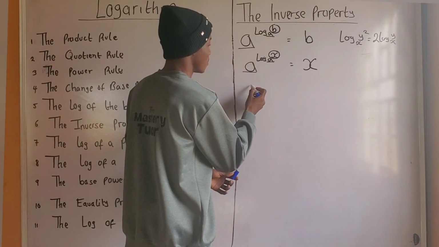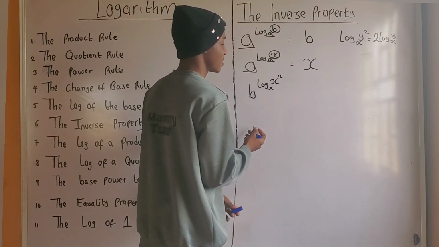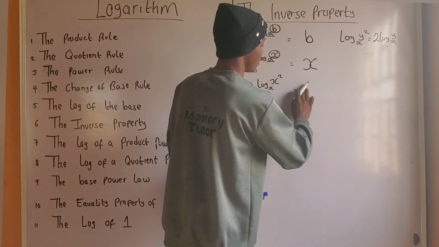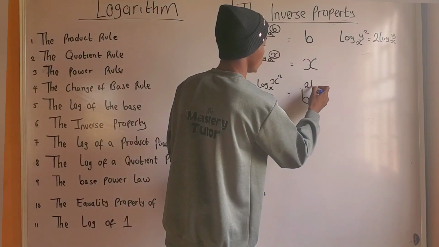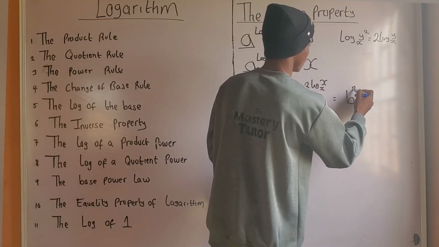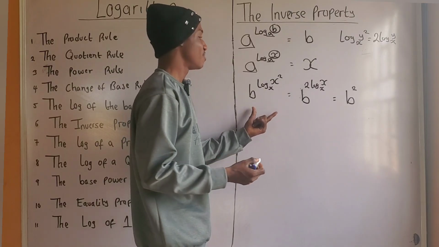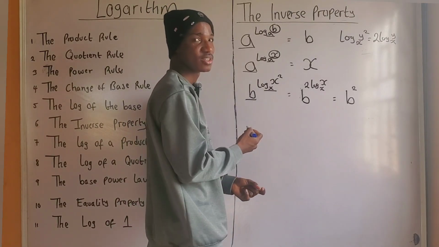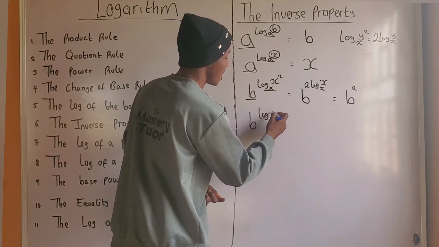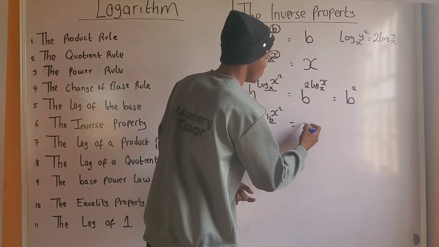Now let's say you have B raised to the power of log X squared base X. Do you know that this will also give me B raised to the power of 2 log X base X, right? So here I'm going to have B raised to the power of 2. Do you understand? This one that you see here cannot be regarded as inverse properties. Do you understand? Because what you have here is not the same as what you have here. Are you getting it? So now let's change it. Let's say you have B raised to the power of log X squared base B. You can see that what I have here is the same as what I have here. The result will be X squared.